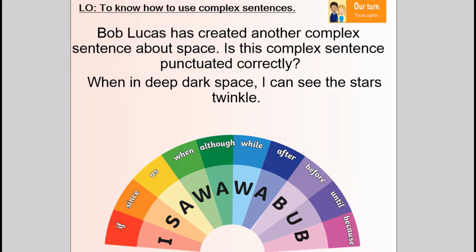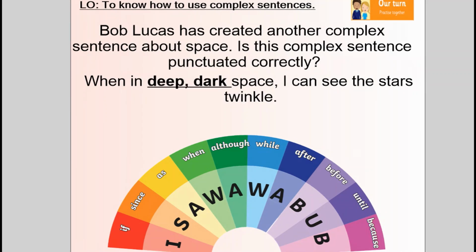Welcome back. Hope you've had some time to think about that question. Now, you might notice that he has got his subordinating conjunction at the start, which is when, but then he has deep, dark space. Now, what is an adjective and a noun? That's an expanded noun phrase. And when we put adjectives in a list, we need to separate them with a comma. So what it should be is this: when in deep, dark space, so deep, comma, dark space, comma, after the subordinate clause, then we're going into the main clause now. I can see the stars twinkle.